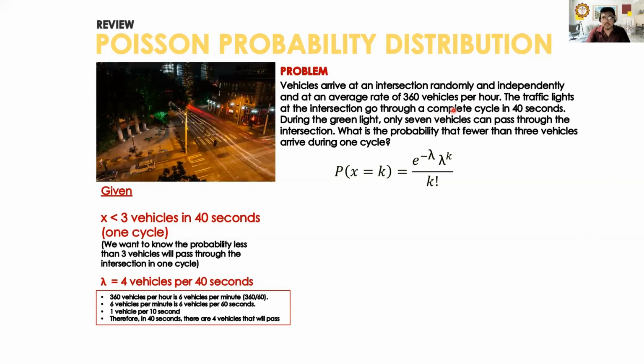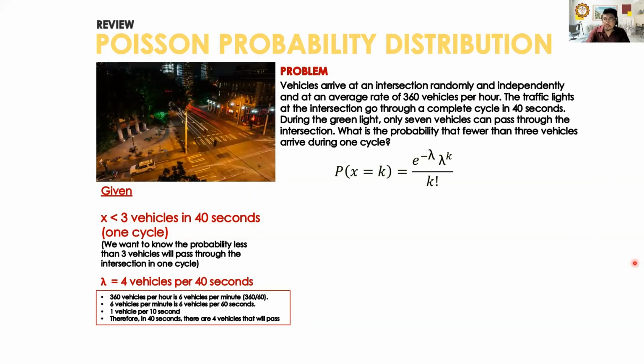And in this case, vehicles per hour does not have the same unit as our x, because our x is vehicles in 40 seconds. So we need to convert 360 vehicles per hour to vehicles per 40 seconds. So again, our lambda here is per 1 hour. So we must convert this to per 40 seconds. 360 vehicles per hour is equivalent to 6 vehicles per minute. And then each minute contains 60 seconds.